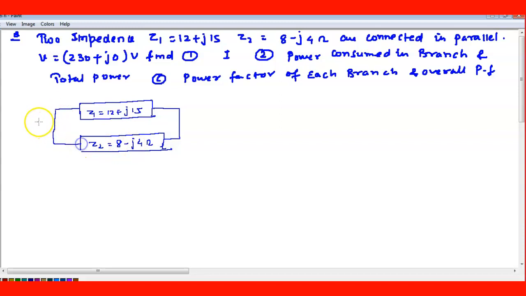These two are connected in parallel, and the power supply is 230 plus j times 0, which also has magnitude 230 only, and the angle is 0 because 0 by 230 is 0. So here we can find it by two methods. First I will do it by the admittance method, which we have just discussed, and then I will do it by the method you used in DC circuits. First we will do the admittance method.